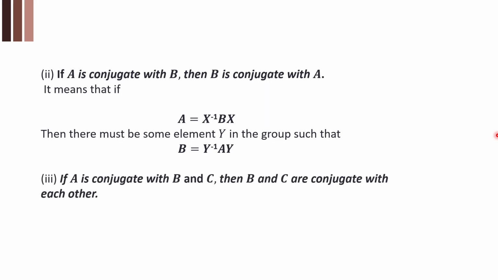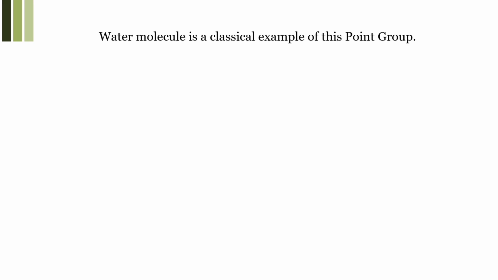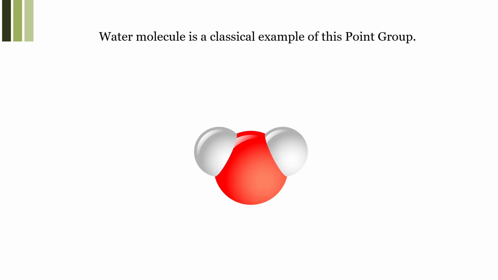The third postulation about this is, if A is conjugate with B and C, then B and C are conjugate with each other. So this is the third point. It is better to understand by certain examples. We'll begin with the example of water molecule, that is C2v point group, and C3v point group.